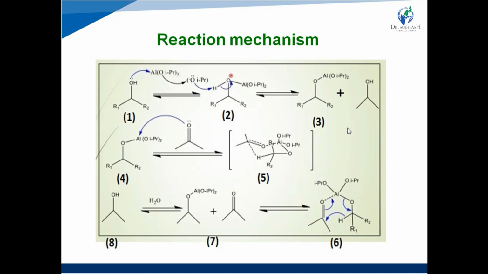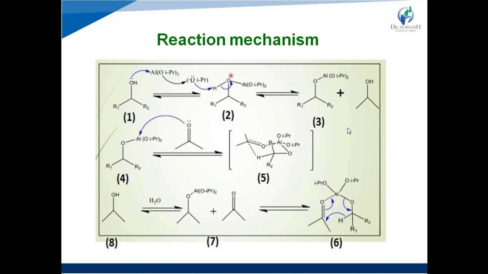Oxygen has a positive charge because aluminium binds with oxygen through the lone pair of electrons of oxygen. That's why oxygen carries the positive charge, because its lone pair of electrons is used for the formation of the bond between aluminium and oxygen. Right? Now in the next step, what happens? Deprotonation will occur. How? The released isopropoxide group abstracts the hydrogen in the form of a proton from the oxygen. That's why the OH bond will break and the electrons of this bond remain on oxygen, right?